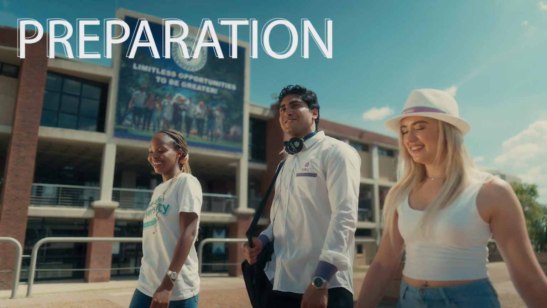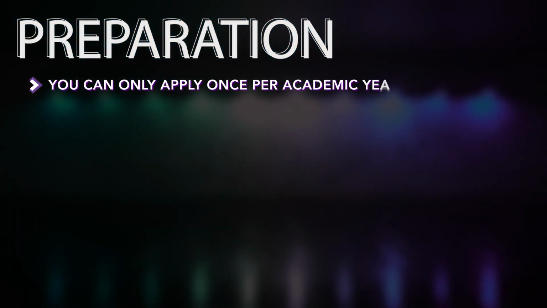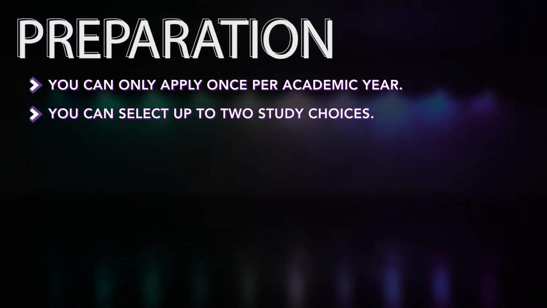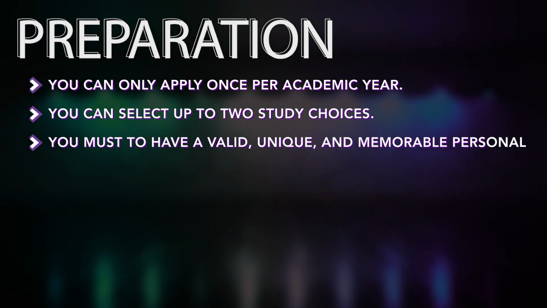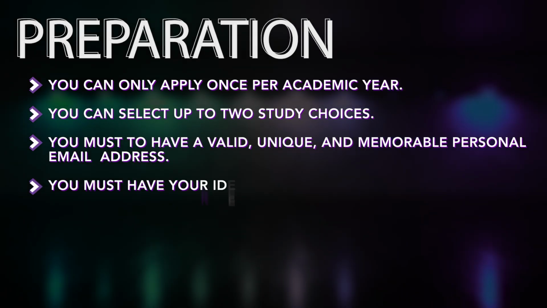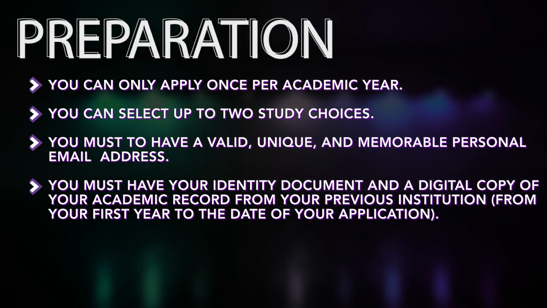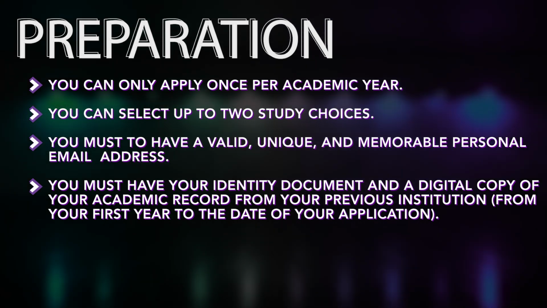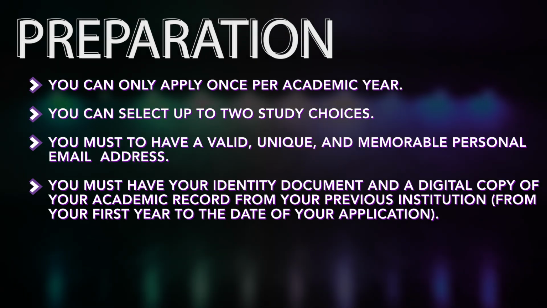Preparation before you apply. You can only apply once per academic year. You can select up to 2 study choices. You must have a valid, unique, and memorable personal email address. You must have your identity document and a digital copy of your academic record from your previous institution from your first year to the date of your application.